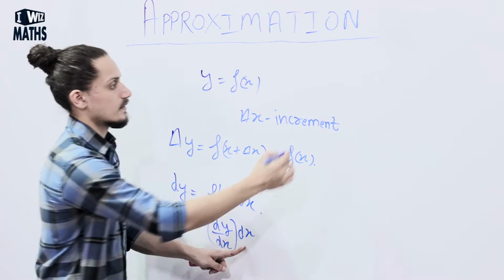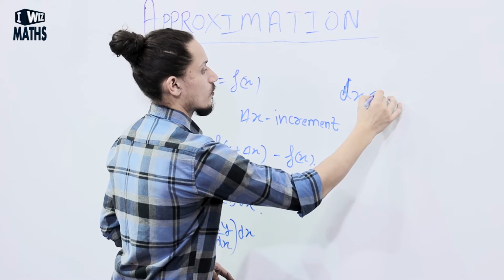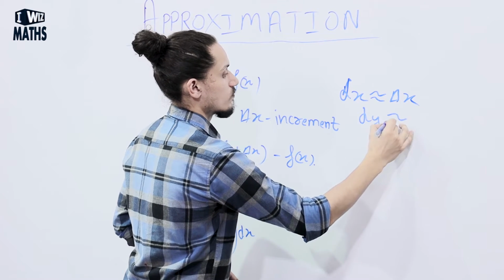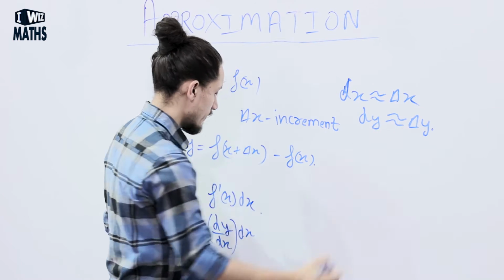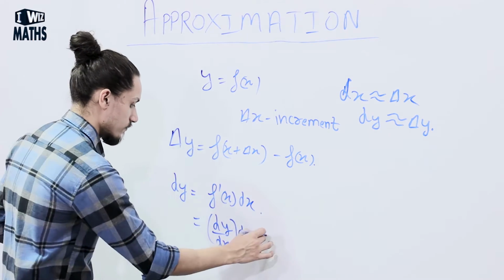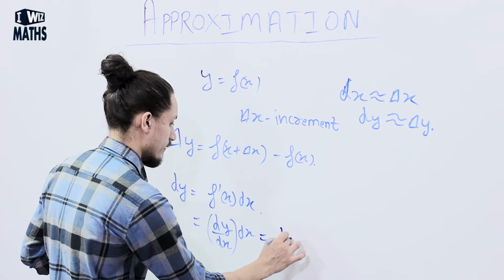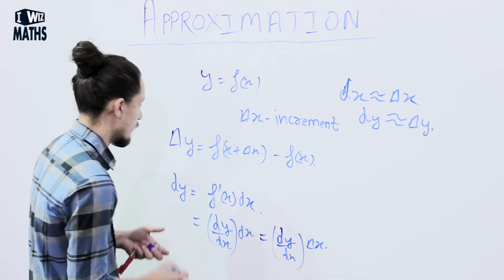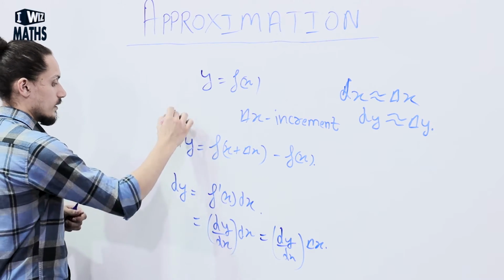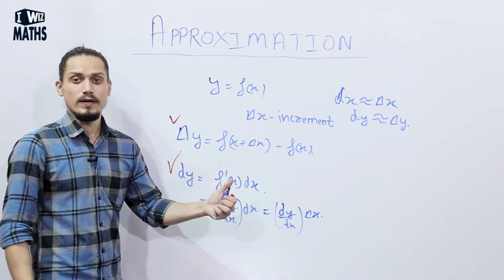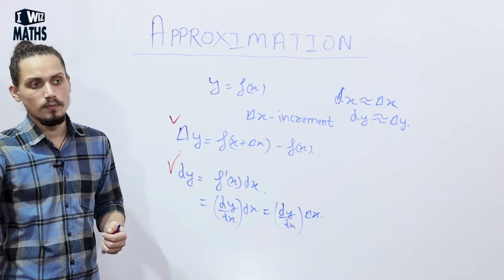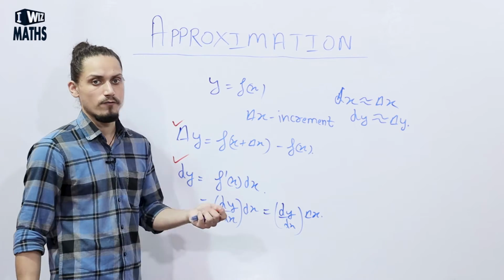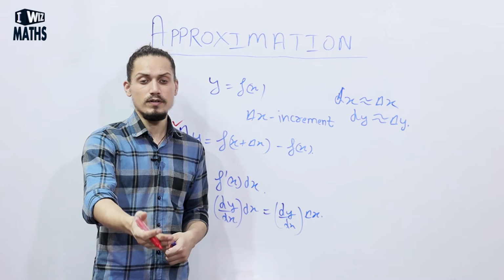Now dx is approximately equal to delta x and dy is approximately equal to delta y. So replacing dx by delta x, we get dy is equal to dy by dx into delta x. We'll be using these two formulas to find approximate values of given problems. Now we'll be using these two identities to find the approximate values of the given examples or given problems.